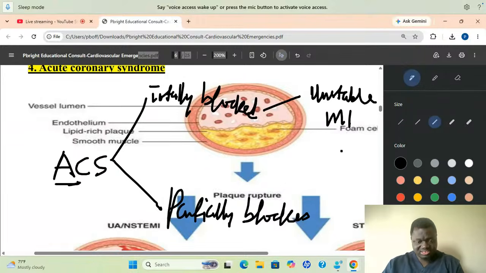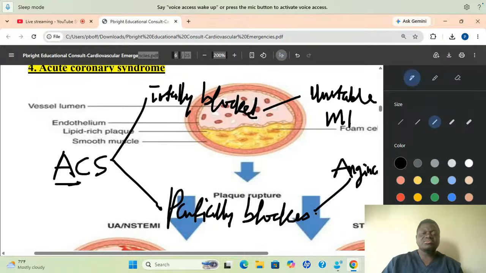Okay, yes. Then if it is partially blocked, we are looking at what? Anginas. Angina. Because we are dealing with emergency conditions, we will consider the unstable angina. Unstable angina. Then partially, we have what we call the non-STEMI, the NSTEMI.